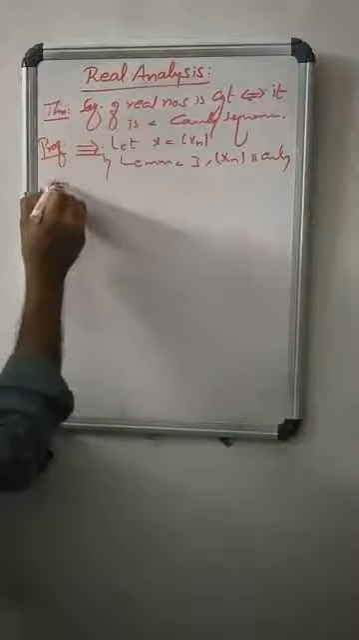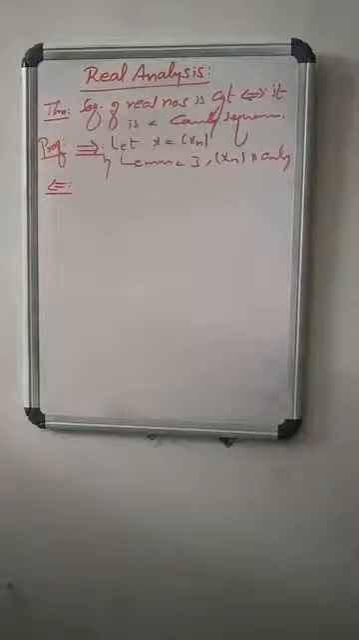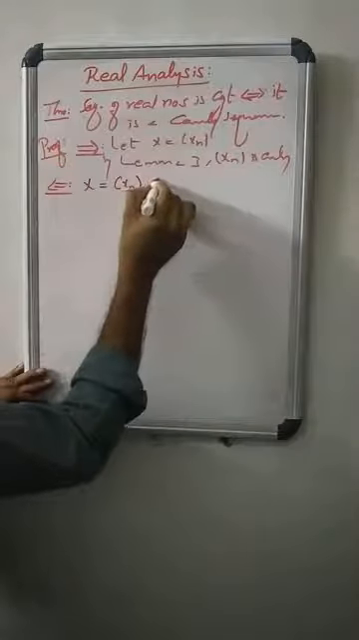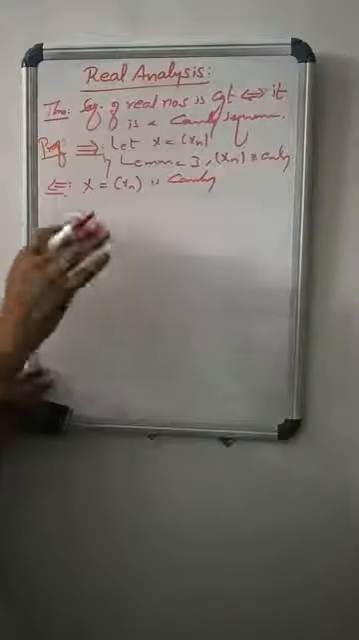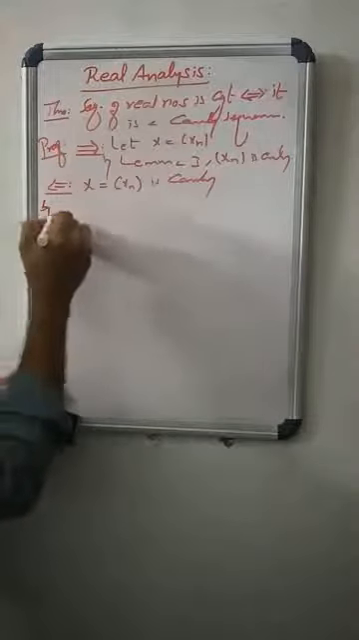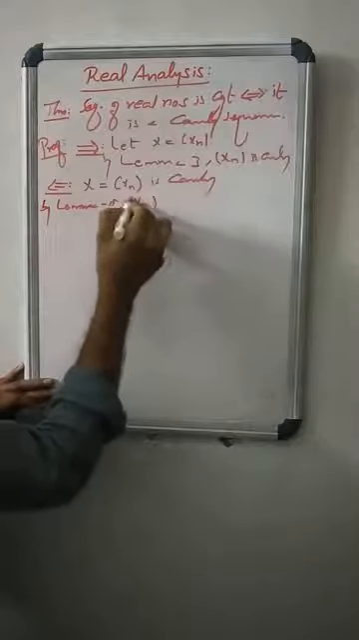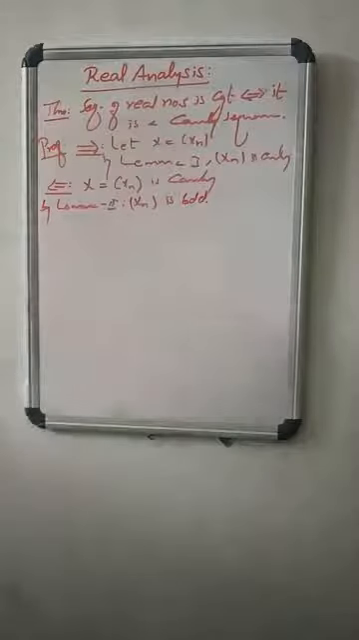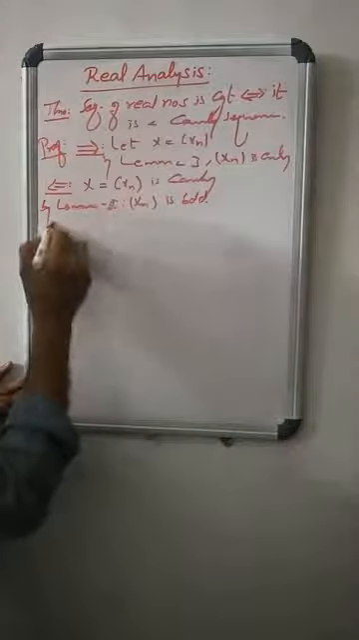Now come to the reverse version. What about the sufficient argument? For the sufficient argument, suppose X equals (xn) is a Cauchy sequence. By the second lemma, which states that every Cauchy sequence is bounded, (xn) is bounded.